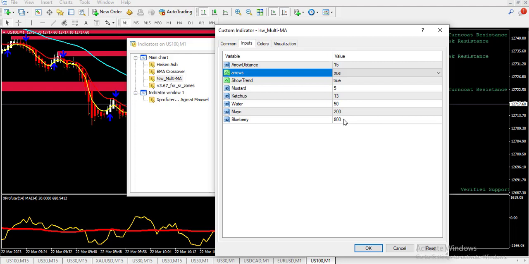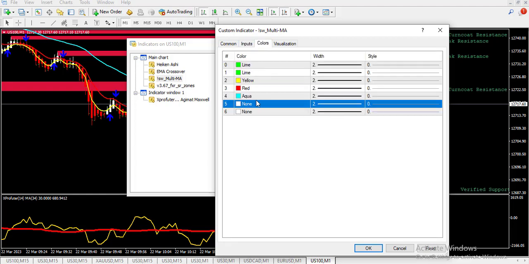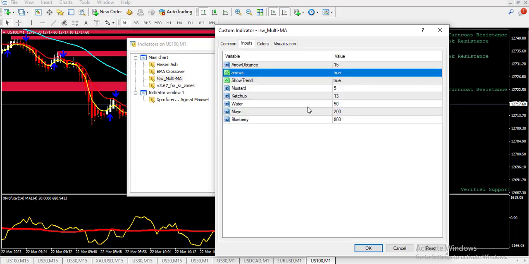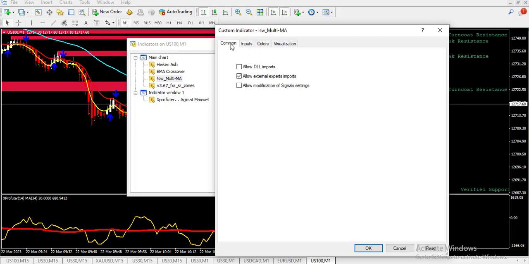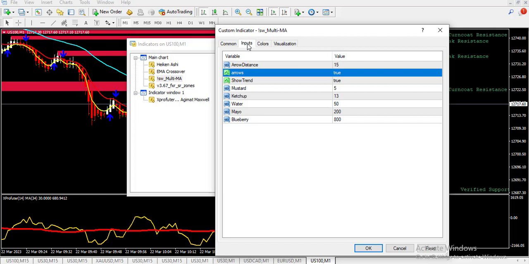If you do not want to turn it off, you can change the color to any color you want. Here the 200 is 5, then the 800 is also set. So you can change it if you want. These are the values for this particular indicator, and make sure you set it up accordingly and click OK when you are done.